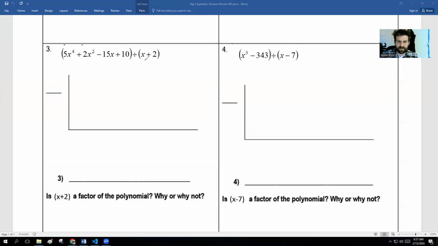The number that goes in the box here would be the opposite of x plus 2. So that'd be a -2. And let's start. We got 5x to the 4th. Then we got to remember, if we got x to the 4th, we got to look for x cubes. We have 0 of those. Then we have 2x squared. Then x's, we got -15. Then finally, we have 10.